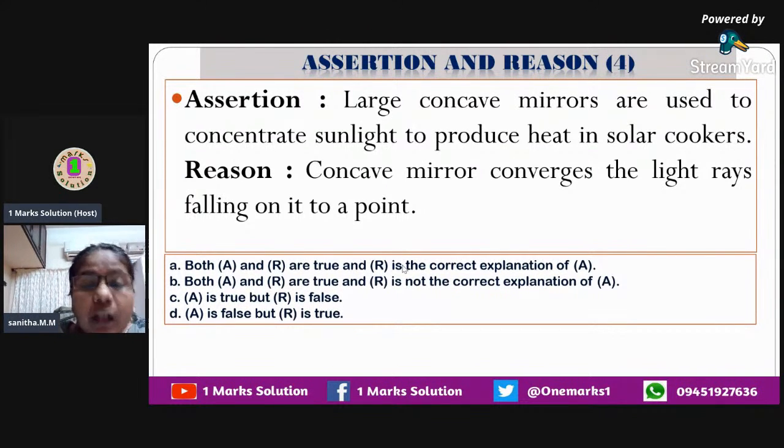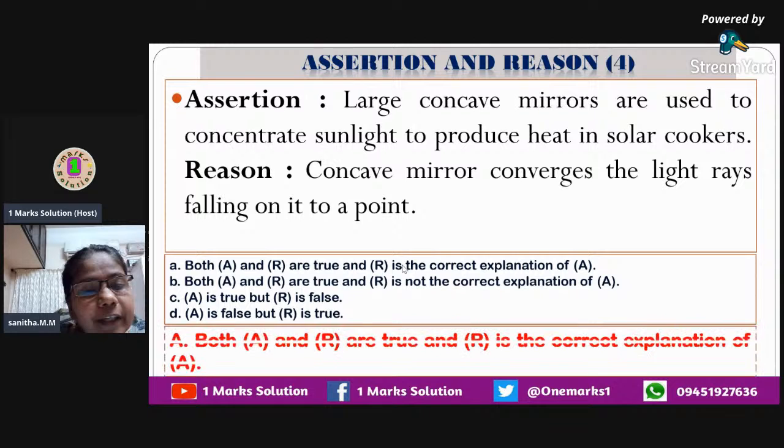Now the reason: concave mirror converges the light rays falling on it into a point. Now you know the answer, isn't it? That means assertion and reason are true, and the reason is the correct explanation for the assertion. This is the basic thing, all of you know that. That is why it is called a converging mirror: after reflection, it converges.